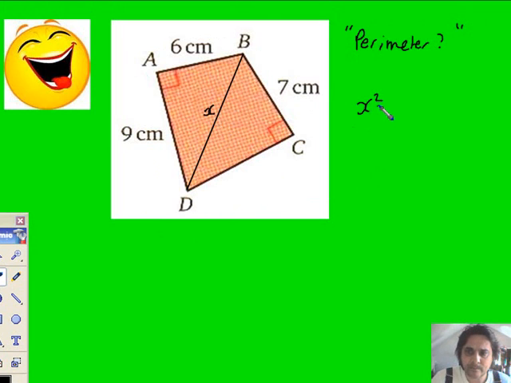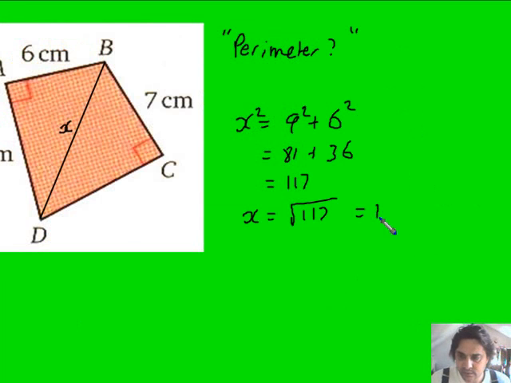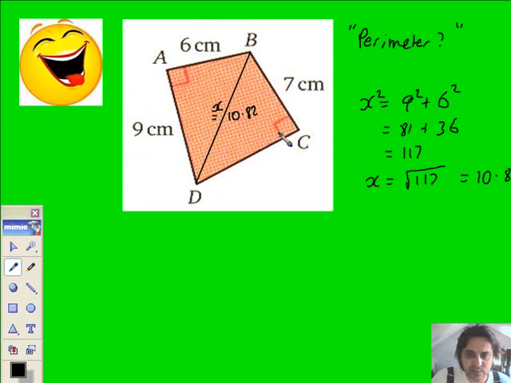Let's do it here. So X squared equals 9 squared plus the other little one, 6 squared. We go 81 plus 36. Let's add it up quickly: 81 add 36, 117. Let's get the square root of 117 and get our value for X. 10.8, I'm going to call it 10.816, 10.82, and that's centimeters. I'm going to write it in there to show its positioning. So X equals 10.82.